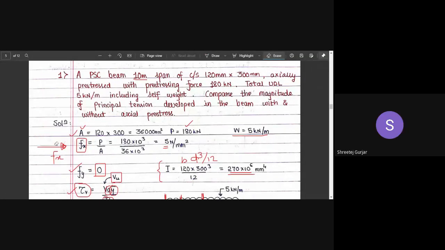Yes, sir. Okay. So can we move on to the next one? Second numerical. The first one is very easy. Let us check what is the case in the second.